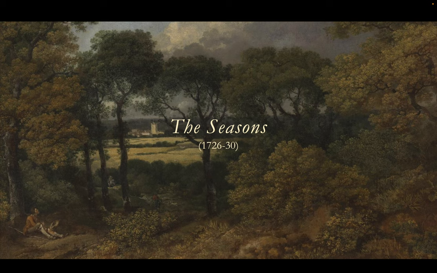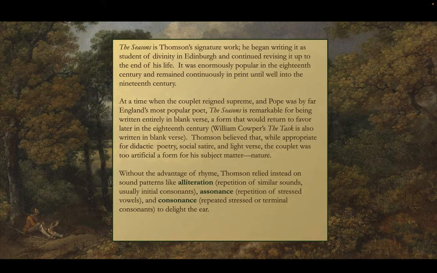So we'll talk about the seasons. Again, I have their publication date here from 1726 to 30, starting with Winter in 1726, and then all of them being published together for the first time with Autumn in 1730. But he continued to work on these poems throughout his life. It is his signature work.